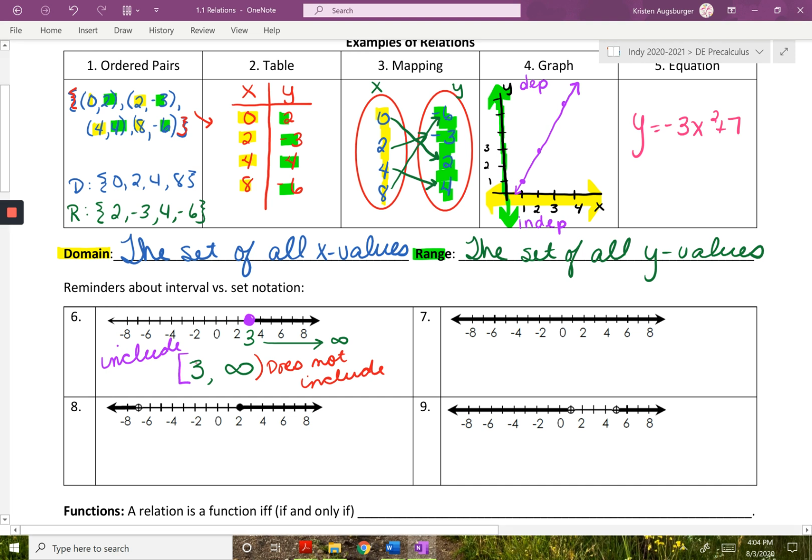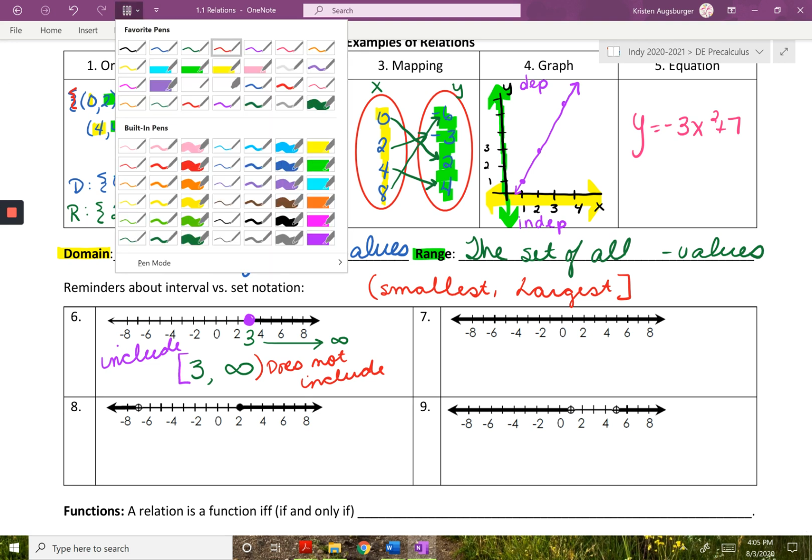So again, we see that when we're talking about something, if we have a closed circle, we use a bracket. Infinity, however, always has a parenthesis. And you must always, when we're talking about set or interval notation, go from the smallest value to the largest value. That is not an option. Whichever symbols you use on those, you must go in that order.